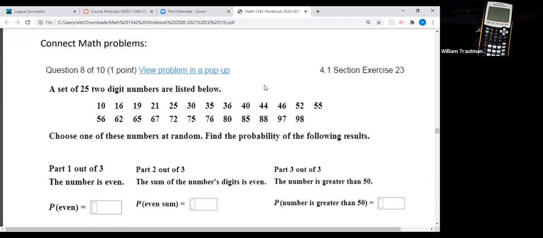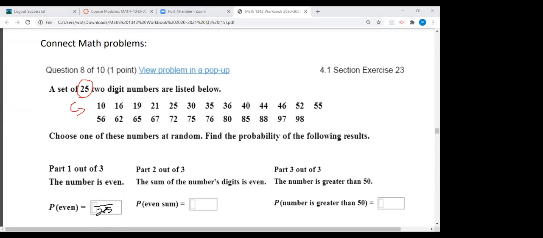Okay, here we go. Here are 3 questions. A set of 25 2-digit numbers. So if we count all these numbers up there, there are 25 numbers written down there. Choose one of these numbers at random. Find the probability of the results. So we know there are 25 numbers total. Do you see there are 25 outcomes up above us? That's the bottom. The total is the bottom.